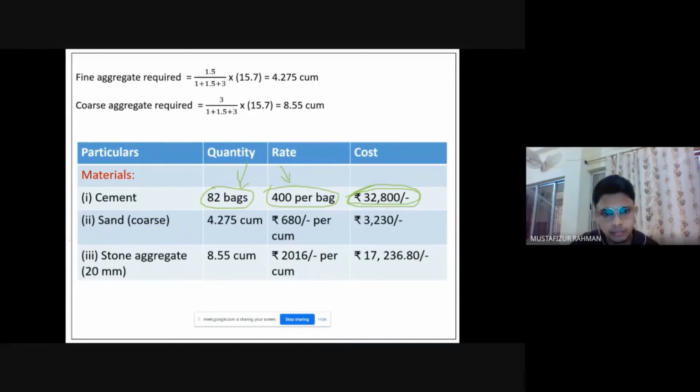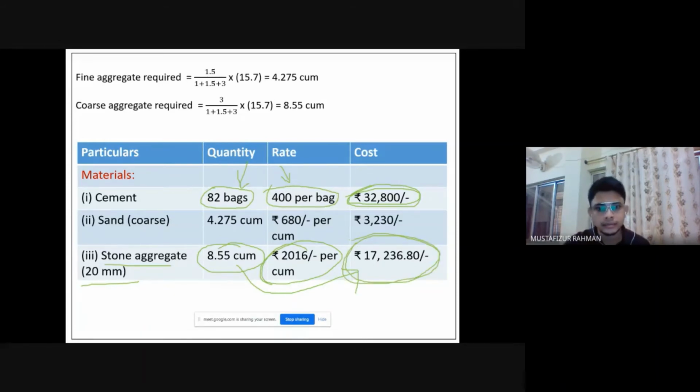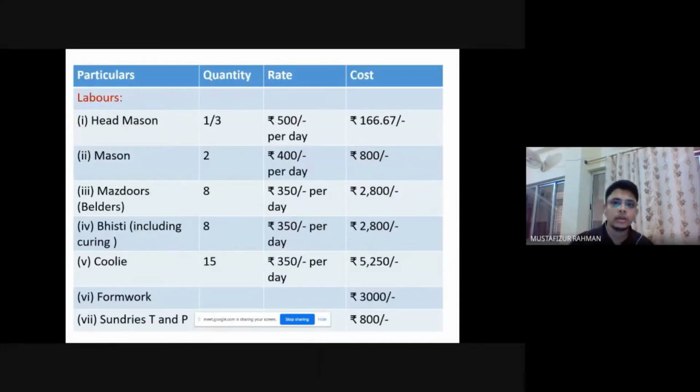So we are going with stone aggregate 20 mm, and this is the price from the schedule of rates. This much cubic meter of sand we need, so we are just multiplying it and we are getting the total cost. Then labor, what is the labor required?